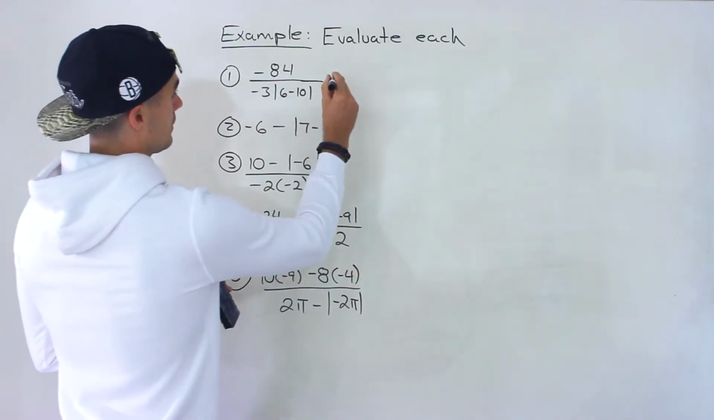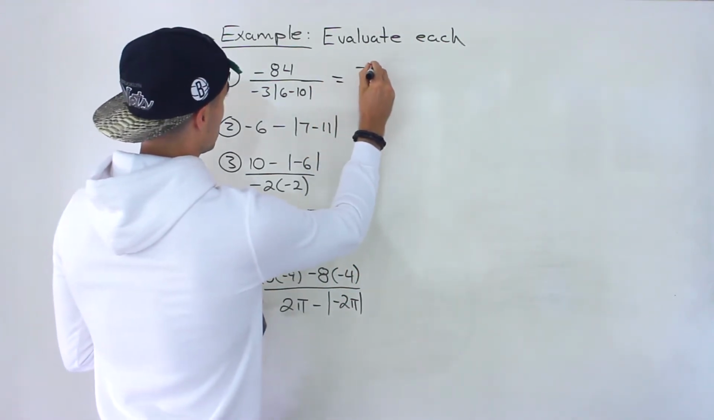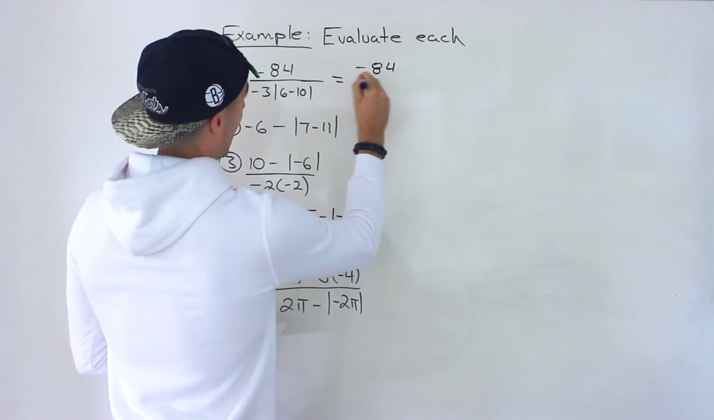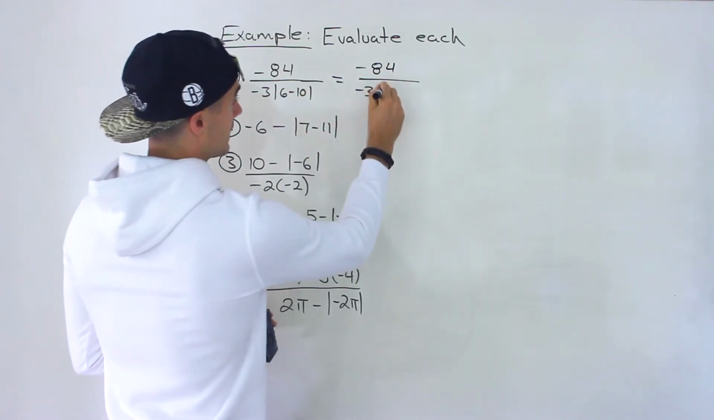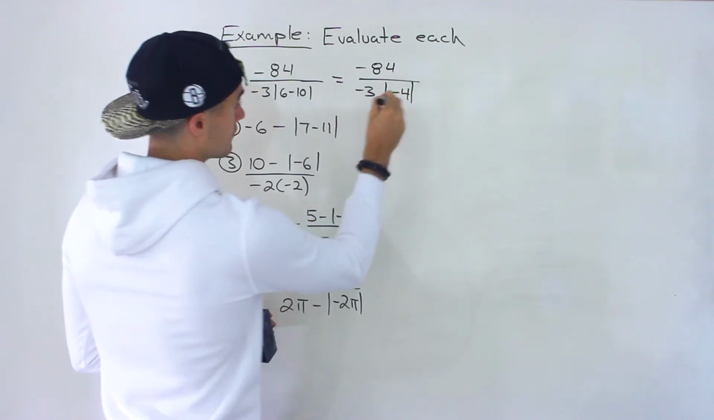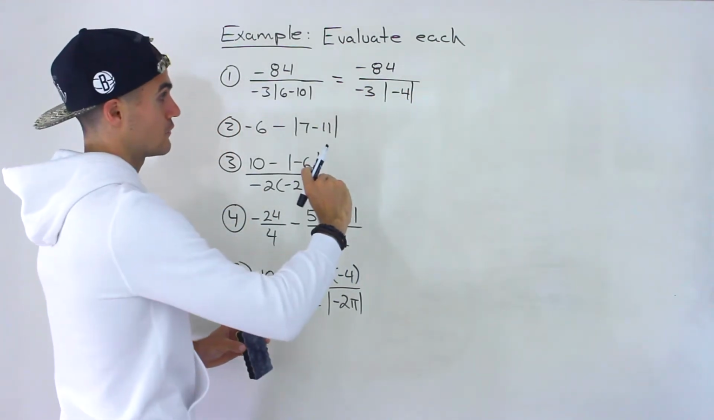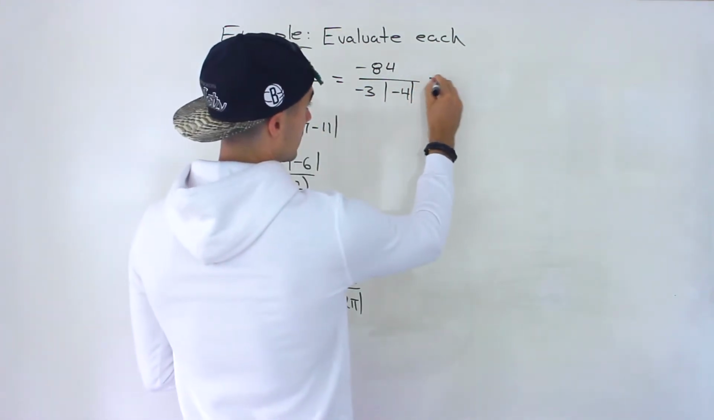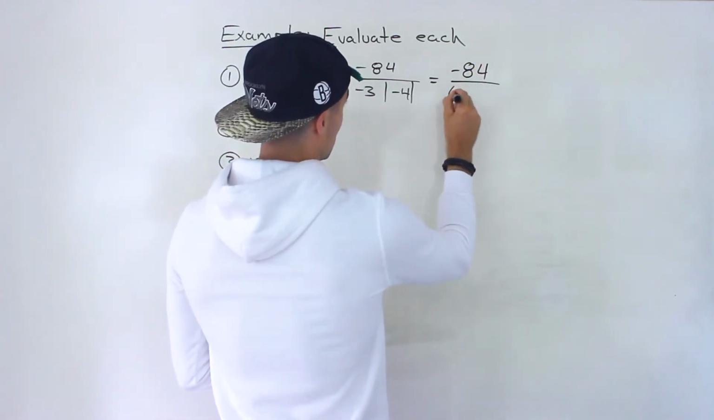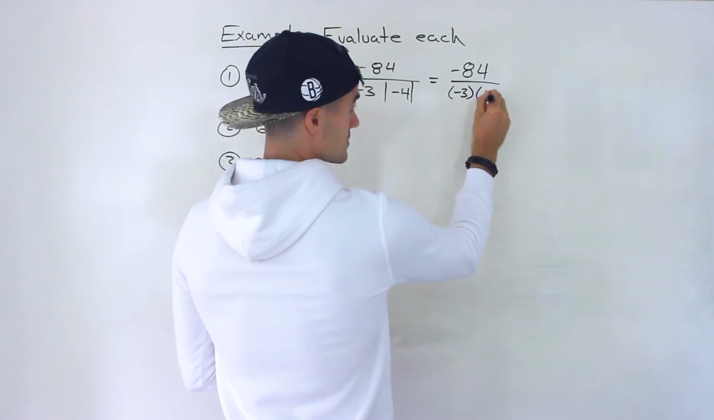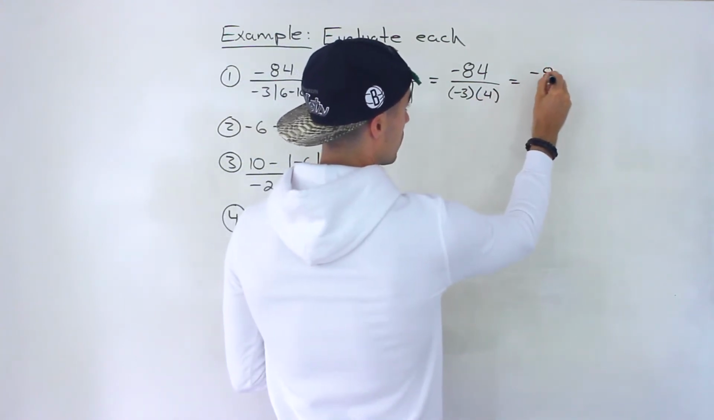What would happen here, we have to deal with the absolute value first. So we'd have negative 3. Now what's 6 minus 10? That is negative 4. So we'd have the absolute value of negative 4. What's the absolute value of negative 4? It's just positive 4. So then we'd end up with negative 3 times positive 4.